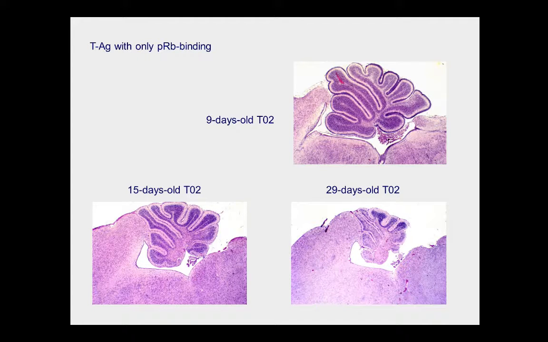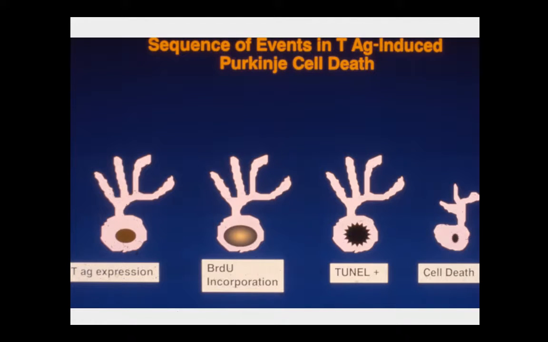So this is one of those lines. This is the one with only the PRB binding. So this is at 9 days. It looks pretty good. There's a few areas where maybe there's a little bit of loss of Purkinje cells here. By 15 days, it's starting to look a little more ragged, and by 1 month, it actually is quite atrophic. And we were able to catch some of these cells in the process of cell death and showed that they were actually undergoing apoptosis. So this is kind of the scheme. They first turn on the T antigen, they start to incorporate BRDU, and then they have the nuclear fragmentation and cell death. And all this happens over a fairly short period of time.